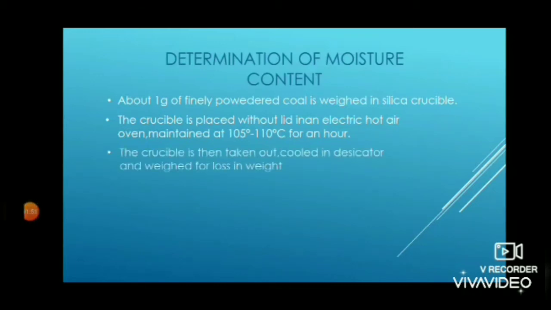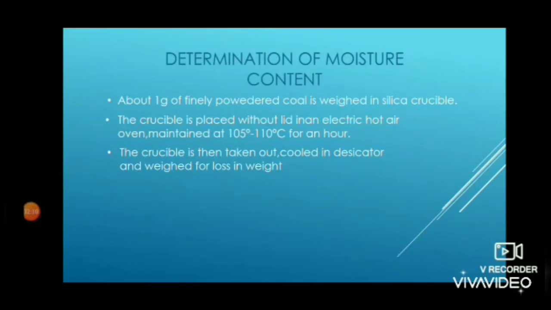After 1 hour, the crucible is taken out, cooled in a desiccator and weighed for loss in weight. The desiccator contains anhydrous calcium chloride, which absorbs the moisture that could be absorbed during the cooling. So the loss in weight is then calculated.